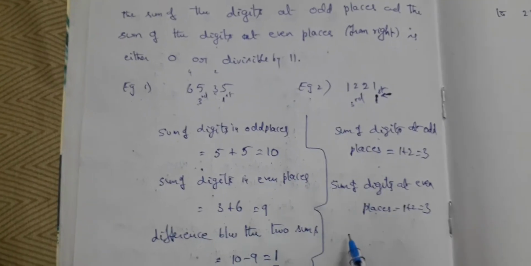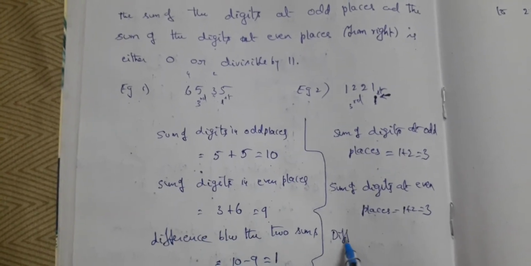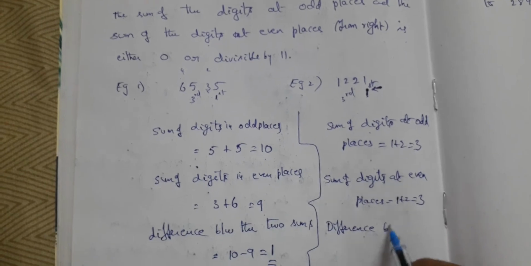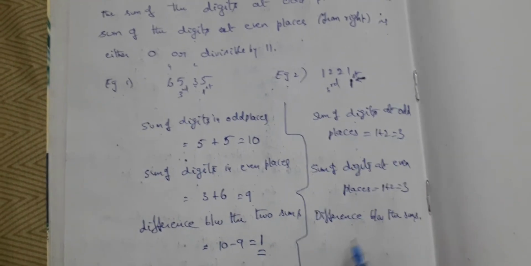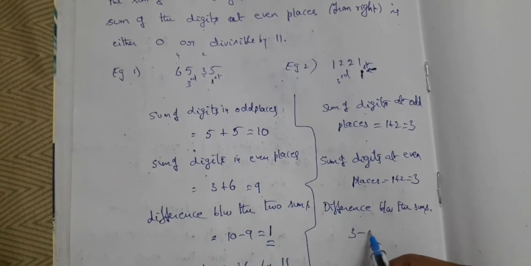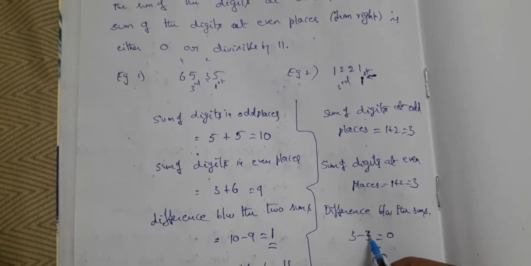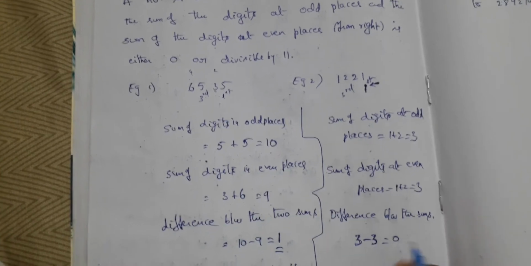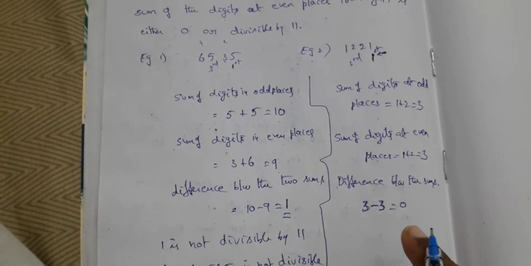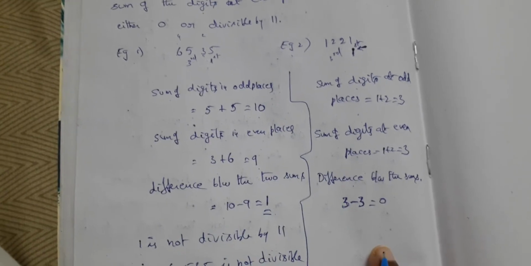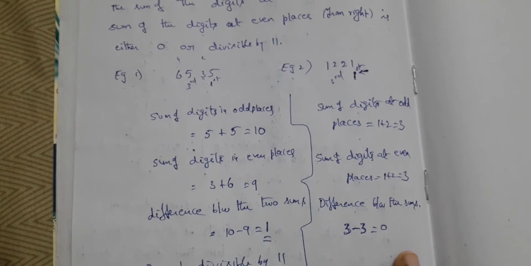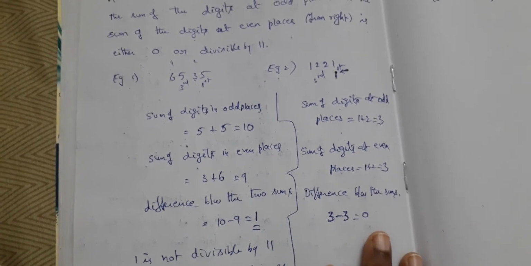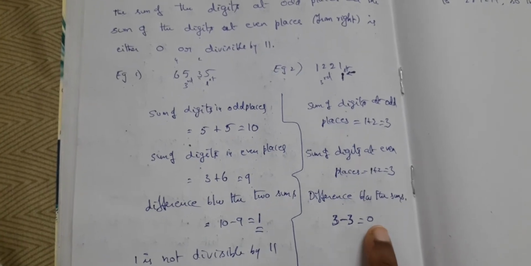So therefore, now what we have to find? Difference between the sums. So what is that? 3 minus 3, which is 0. What does the rule say? If the difference is 0, then the complete number is divisible by 11. Or if the difference is such a number which is divisible by 11, then also the number is divisible by 11. But here, very clearly we can see that we got the difference to be 0.